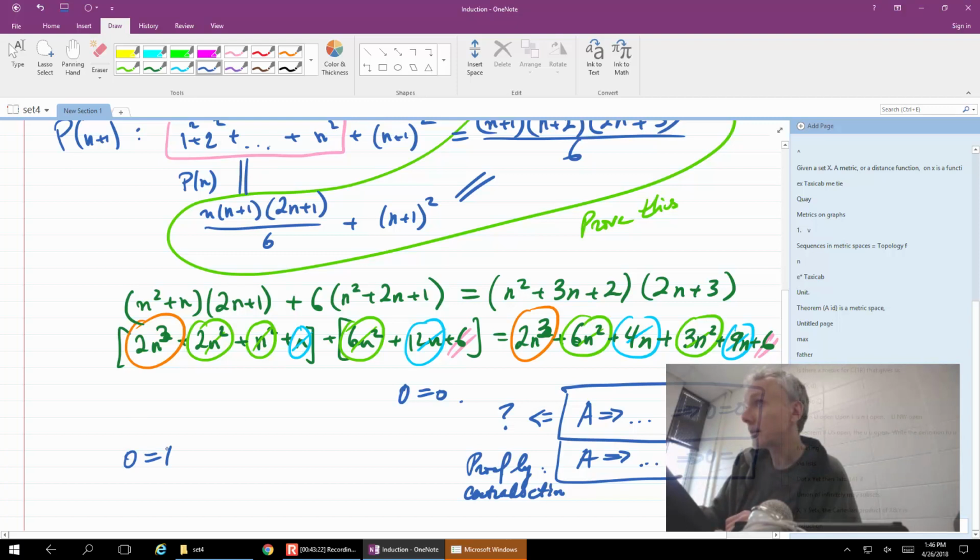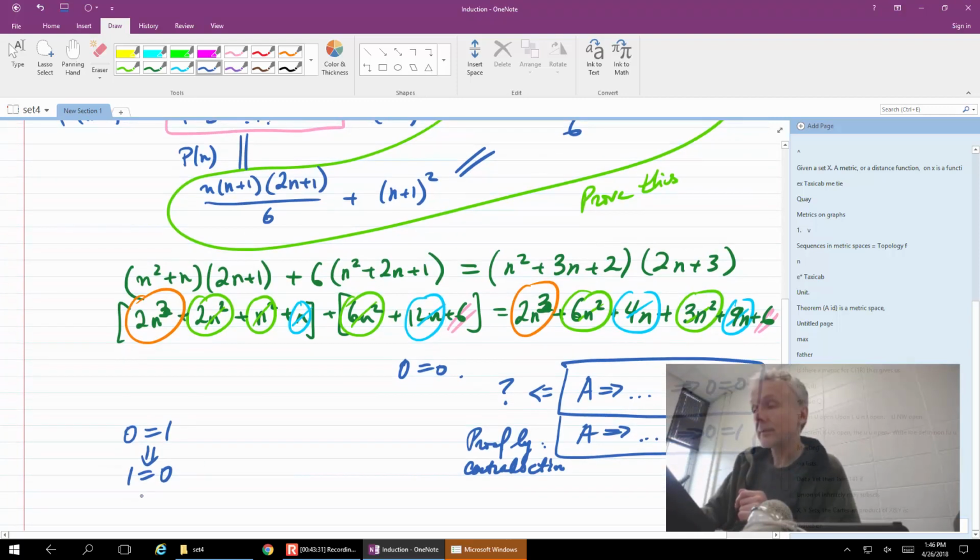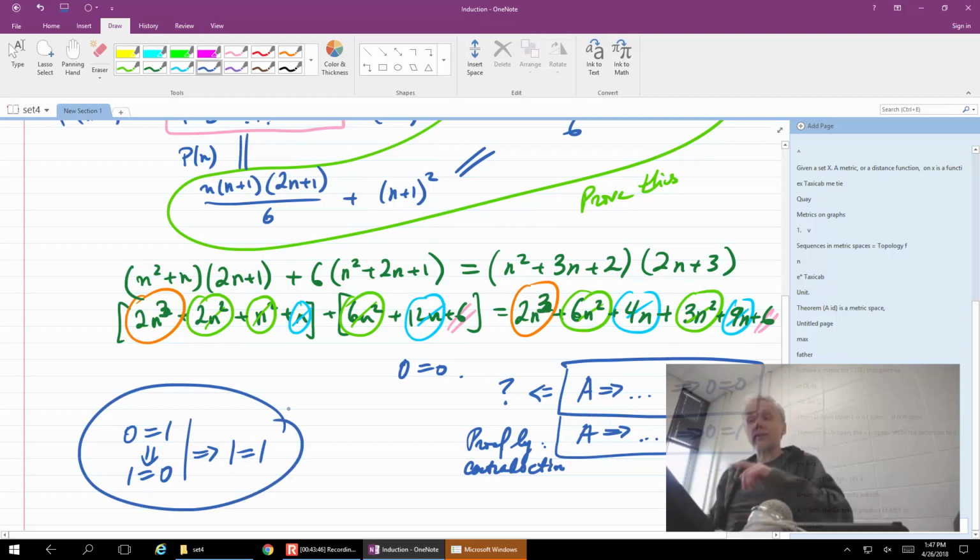0 is equal to 1. Which follows 1 is equal to 0. Right? And now I'm going to add these two together. What's the conclusion? 1 is equal to 1. You see, the problem here is I started with the wrong statement and arrived to a correct statement. So when I arrive to a correct statement, it means nothing.